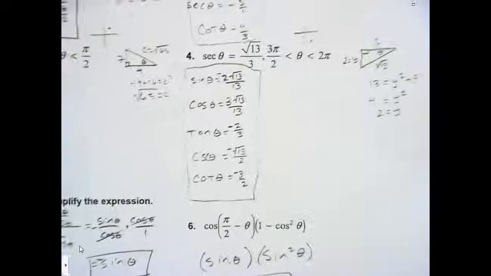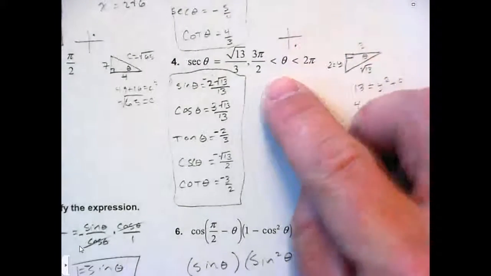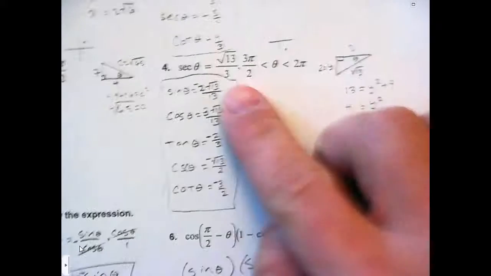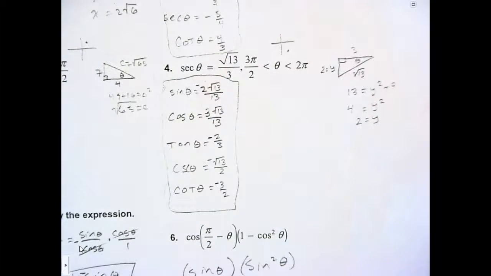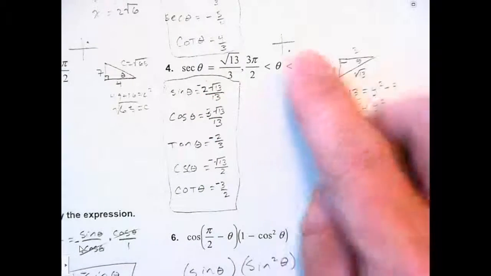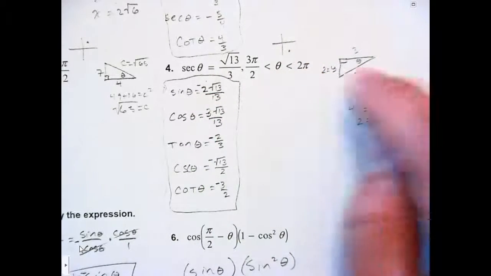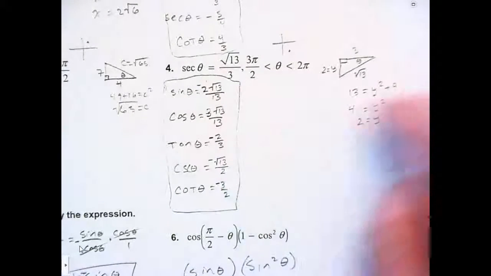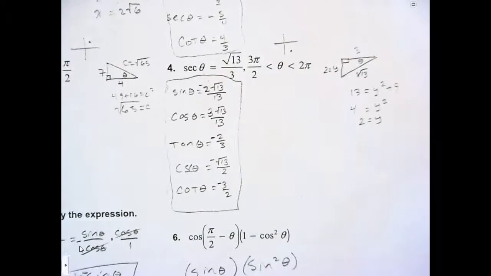And then number 4, you're in quadrant 4 now, based upon what they give you here. Your sine is negative 2 root 13 over 13. Make sure it's negative because sine is negative in that quadrant. Cosine is 3 root 13 over 13. Tan is negative 2/3. Once again, tangent would be negative in that quadrant.